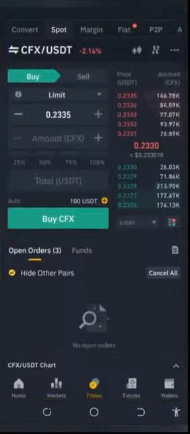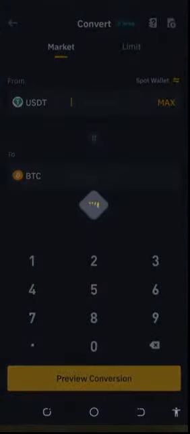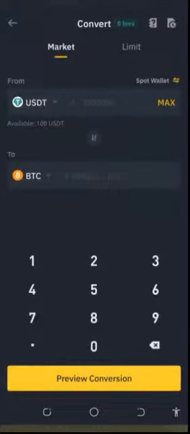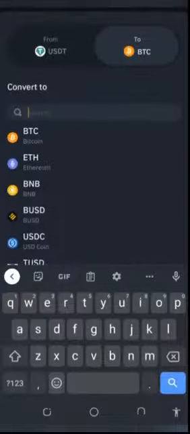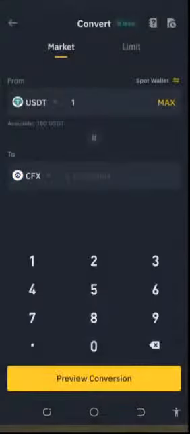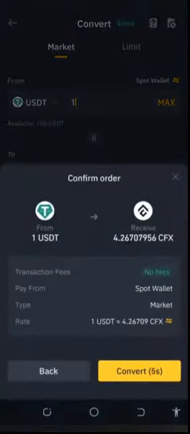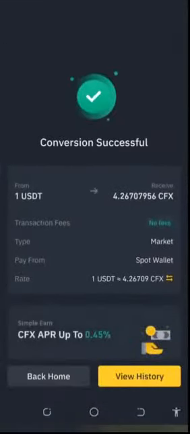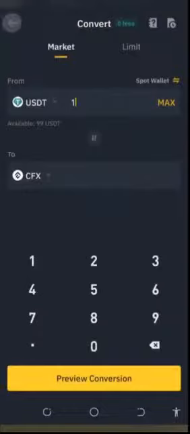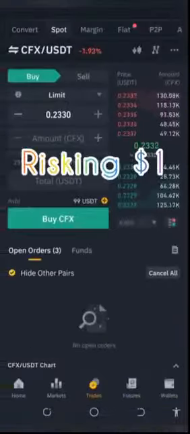Okay, so first off, because this is in the spot trading section, we can't do anything less than $10. So let's go into convert. I'm going to do this in convert. Let's see how much we will get. Let's put $1 here, and then we check for CFX. Can we change this? I don't know, let's find out. It looks like we can, so let's go ahead and change this. So what do we have? We've got 4.26 CFX. Okay, let's go ahead and do this. We're just risking $1, that's fine. So we have $99 left.